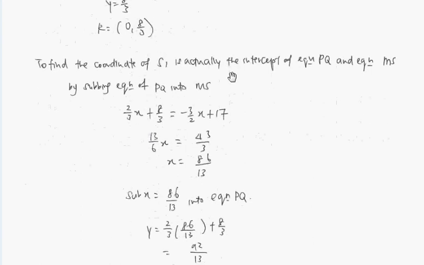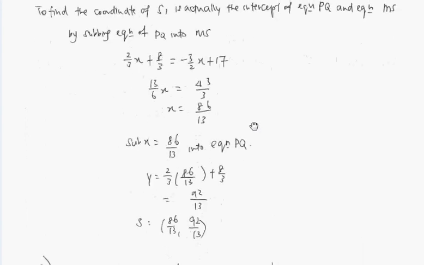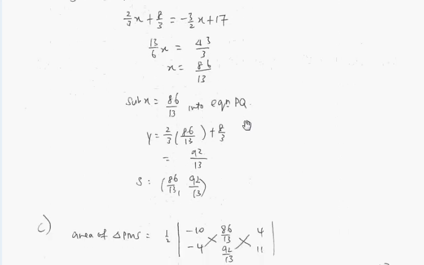To find the coordinate of S, we have to equate equation PQ and equation MS together and find the intersection point, which is point S. We equate MS and PQ together, and we're able to get this. Simplifying it and solving for x, we'll get 86 over 13. Then, subbing x equals 86 over 13 into any equation, so we just sub into equation PQ, we'll get the y-coordinate, which is 92 over 13. So the coordinate of S will be 86 over 13, 92 over 13.